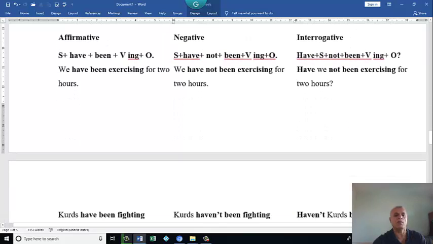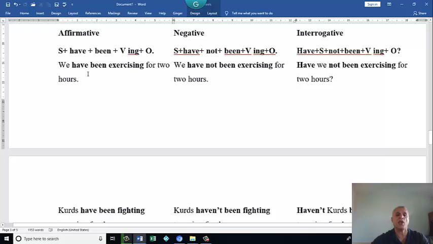With have, we would do the same thing. We have been exercising for 2 hours. Have plus been plus the past participle, the ing form, gives us the present perfect continuous. Then make it negative, same thing: We have not been exercising for 2 hours. Make a question: Have we not been exercising for 2 hours?